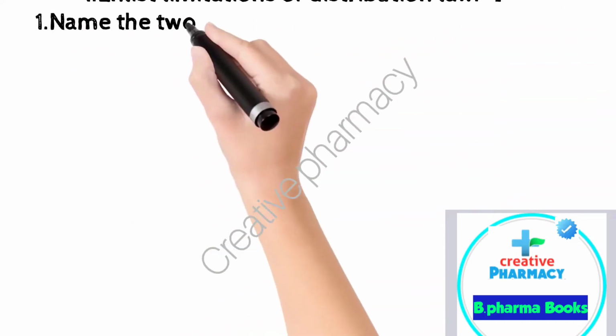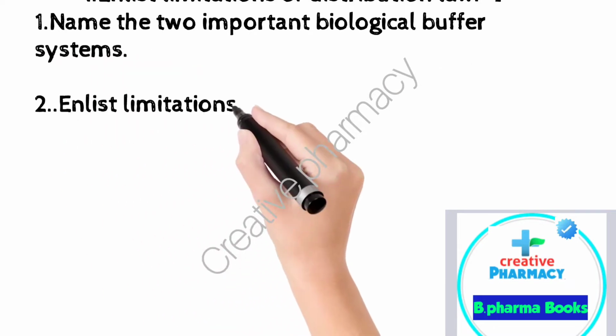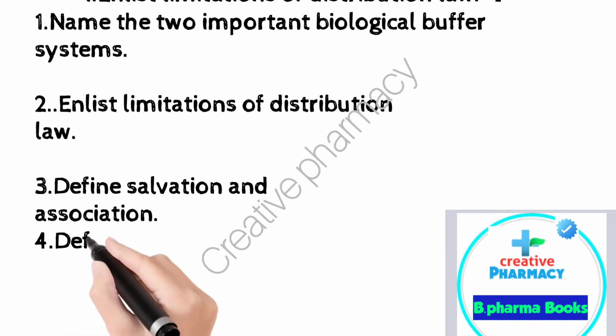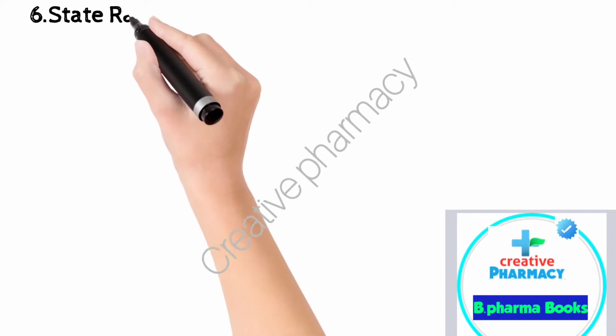1. Name the two important biological buffer systems. 2. Enlist limitations of distribution law. 3. Define solvation and association. 4. Define real solution. 5. Define diffusion. 6. State Raoult's law.